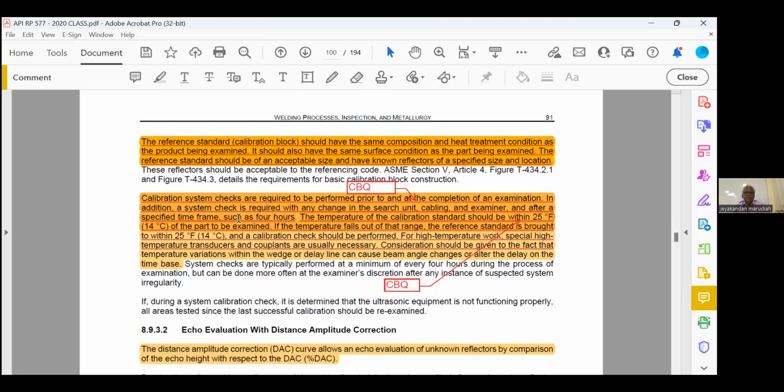Then, and after a specific time frame, this is also important. Temperature of the calibration should be within 25 degrees of the part. So what is the maximum temperature difference allowed? It is 25 degrees Fahrenheit. Mark it as closed book.